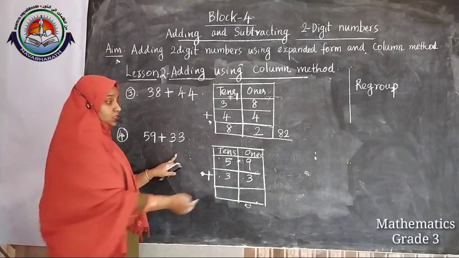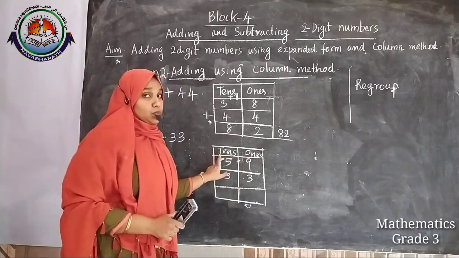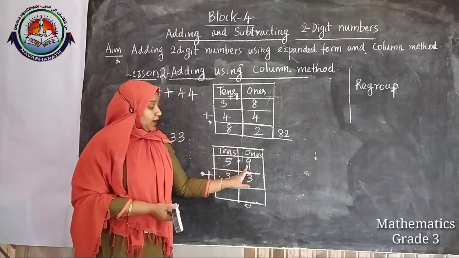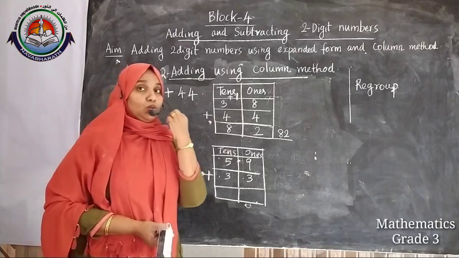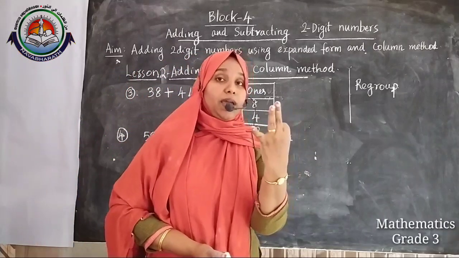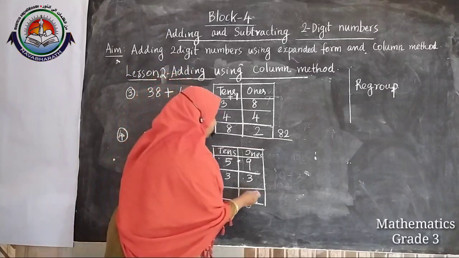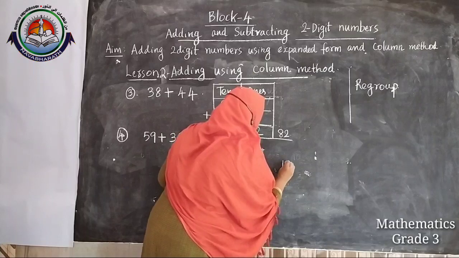First we start from ones. Don't do the tens first. First start from ones. Add 9 plus 3. 9 you keep in your mind, 3 you take in your fingers. After 9: 10, 11, 12. So we got 12 again.